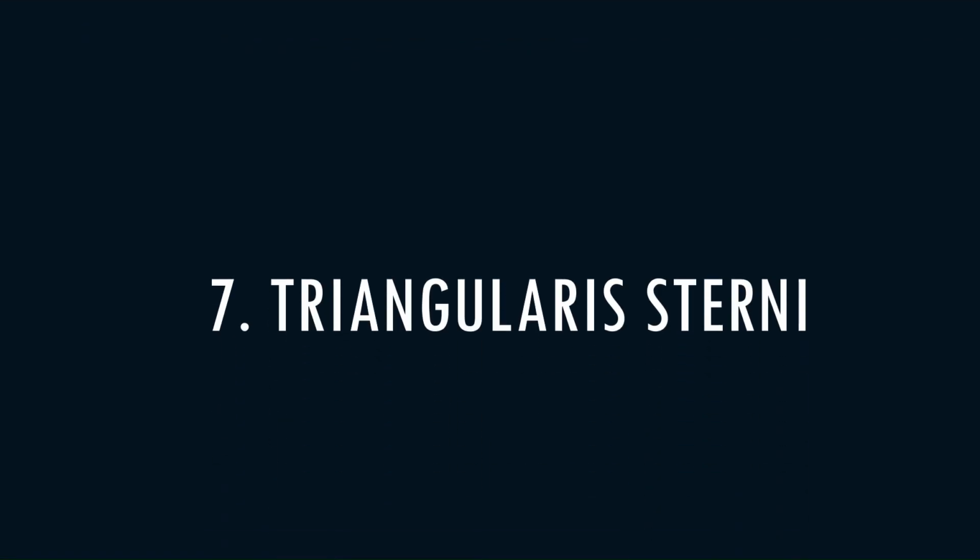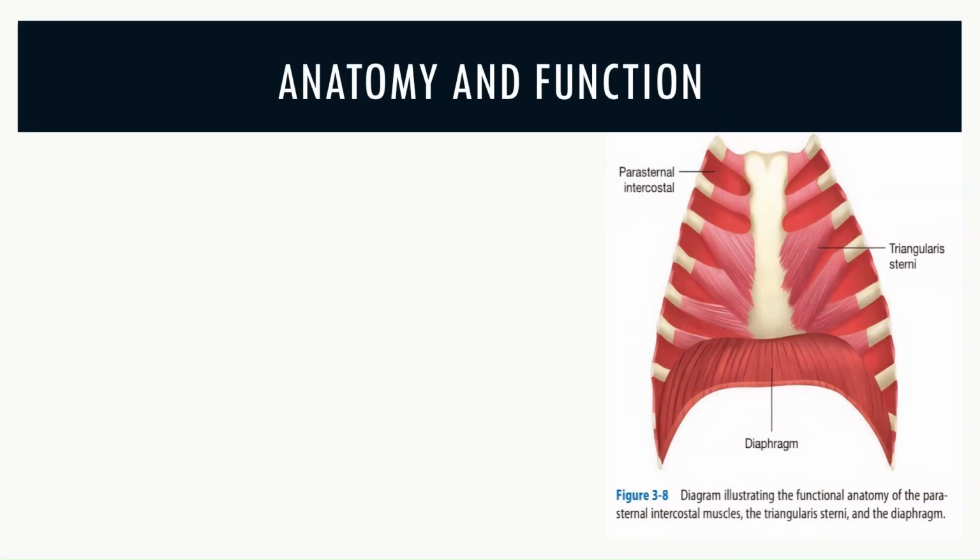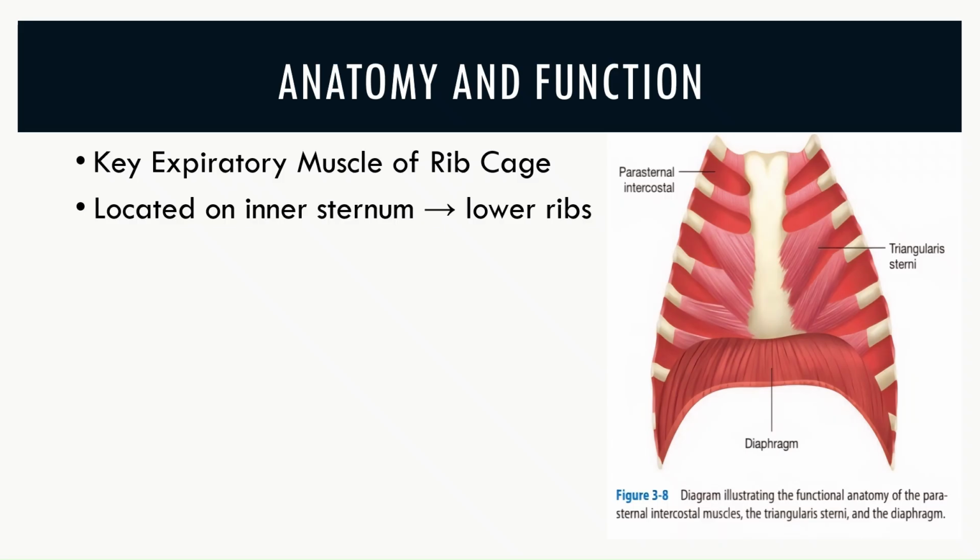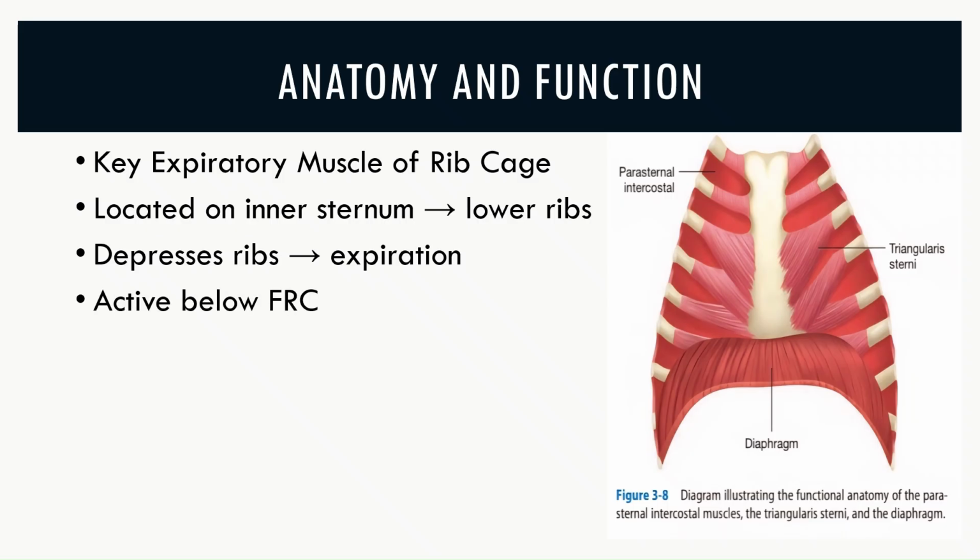Triangularis sternae. Triangularis sternae anatomy and function. Triangularis sternae lies on the inner surface of the thorax and acts to depress the ribs relative to the sternum, thereby producing expiration. It is recruited particularly during expiration below functional residual capacity.